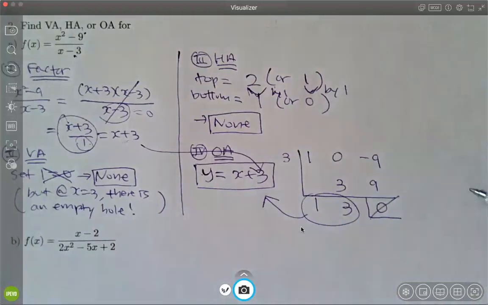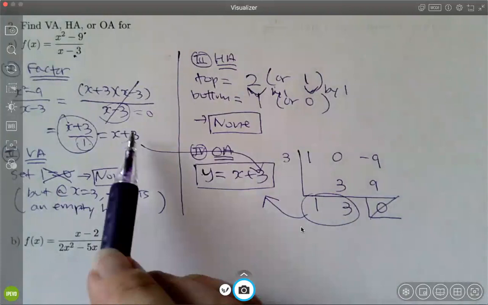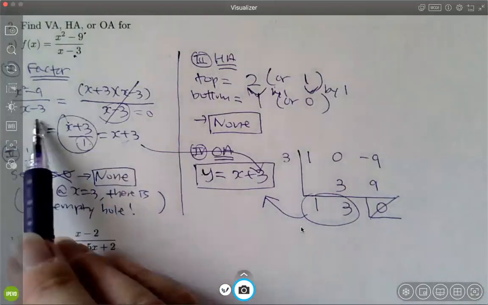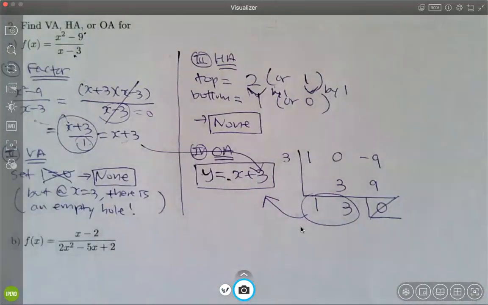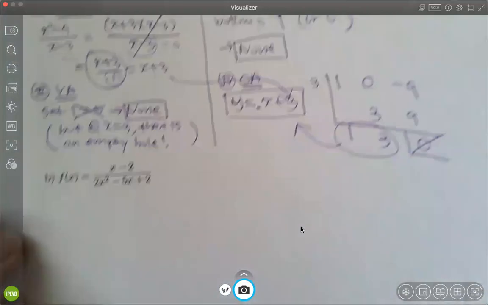Okay. But x plus 3 was the result of the reduction of this fraction. So that is the equation of the oblique asymptote. Okay. And now, part B. X minus 2 over 2x squared minus 5x plus 2.